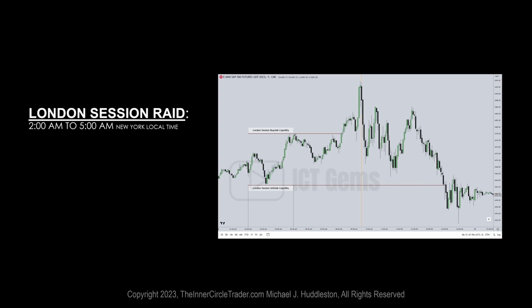I'm looking at the London session raid. That means I'm going to be looking at the range between 2 o'clock in the morning and 5 o'clock in the morning, New York local time.